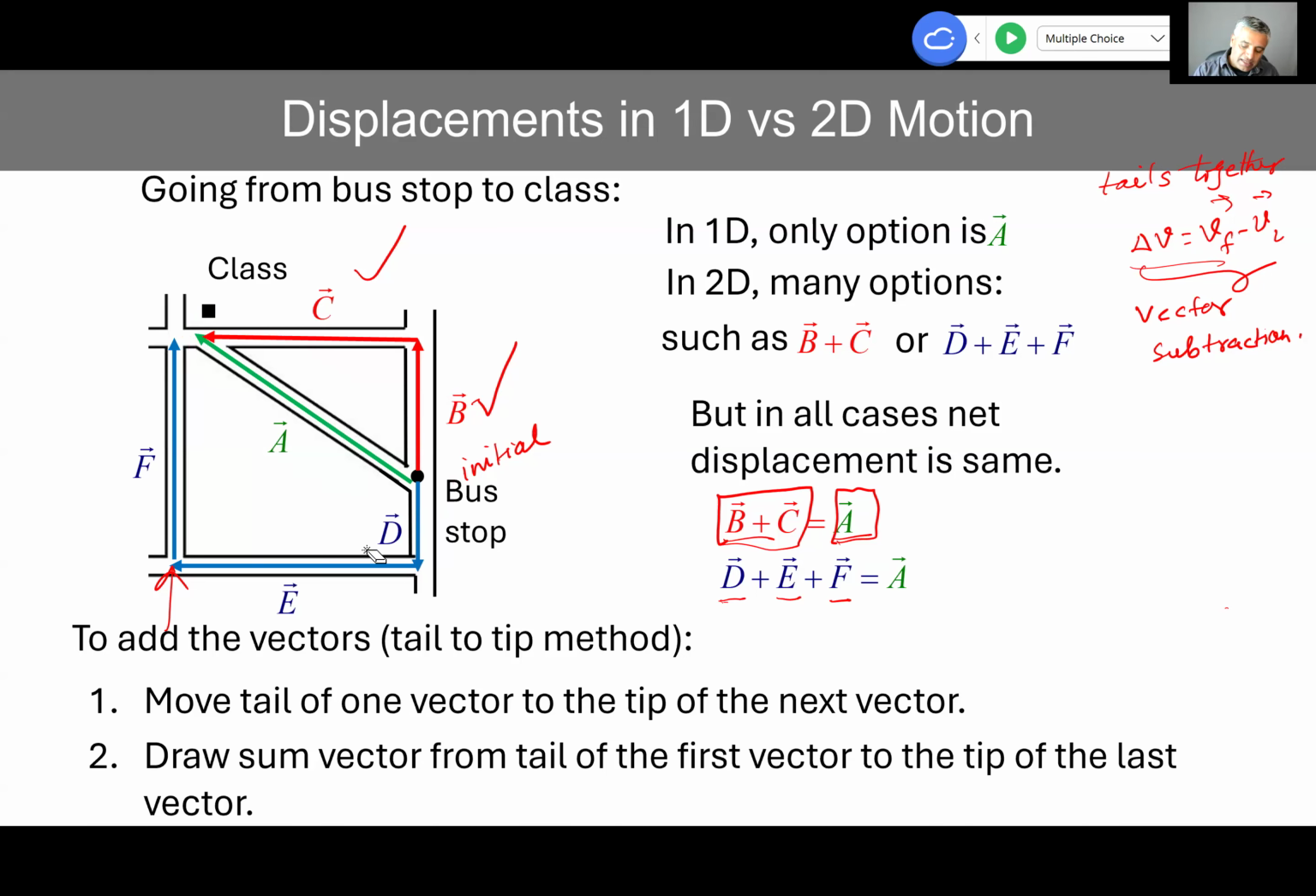So for example, let's look at D, E, and F now. See how the tail of E is on the tip of D, and then the tail of F is on the tip of E. And how do we draw that sum vector A? Starting from the tail of the first vector we drew, here the first vector is D. When we are doing D plus E plus F, D is first. So we start from the tail of D and go to the tip of the last one, F, okay?